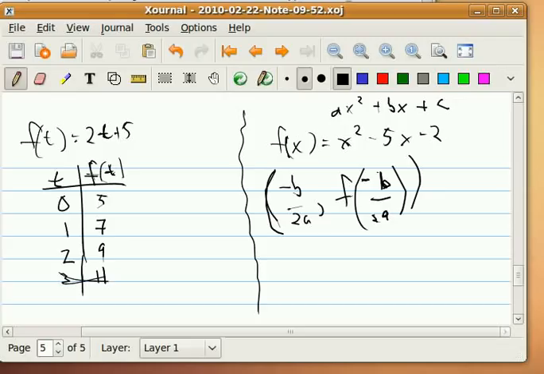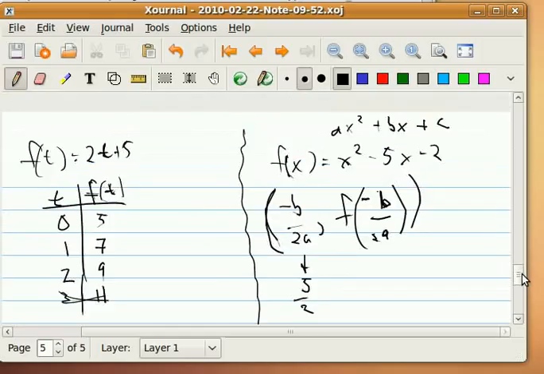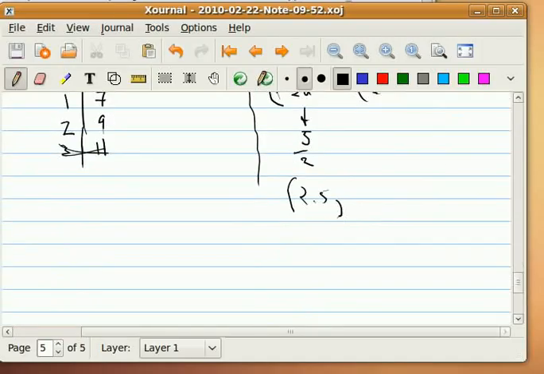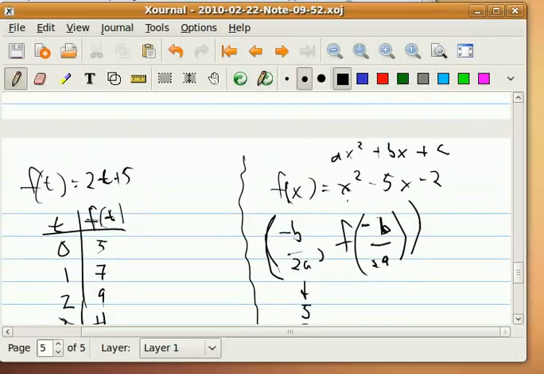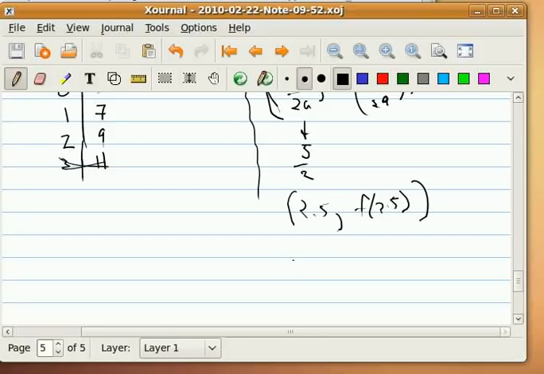Negative b over 2a, okay, that's negative of negative 5. b is negative 5. So that's positive 5 over 2, which is 2.5. Okay, so that's the x-coordinate of the vertex. The y-coordinate I find by putting this number into the function. So that's going to be f of 2.5. Now in this problem you can type in decimals, but you still have to compute the value of this function when we put 2.5 in for x.